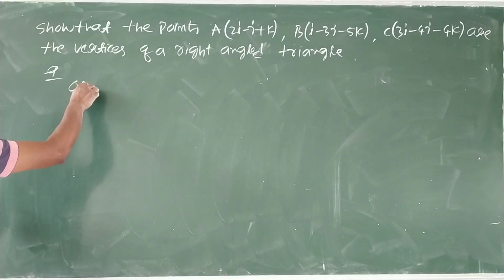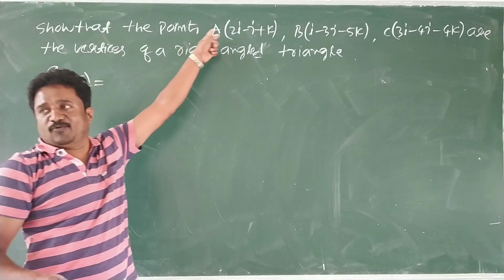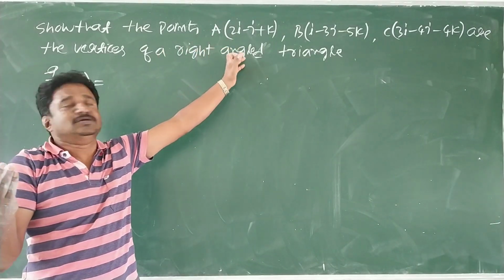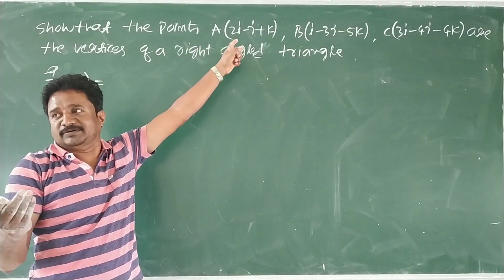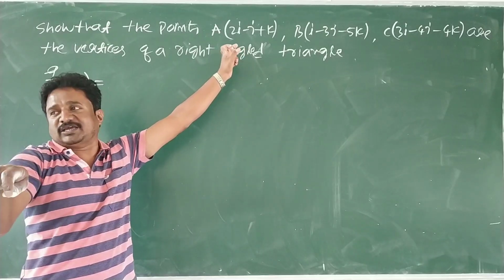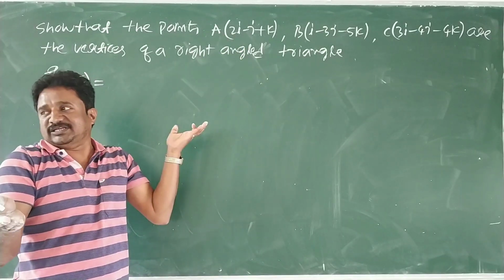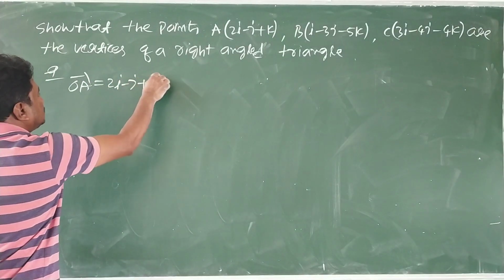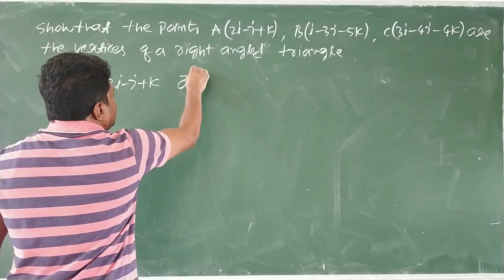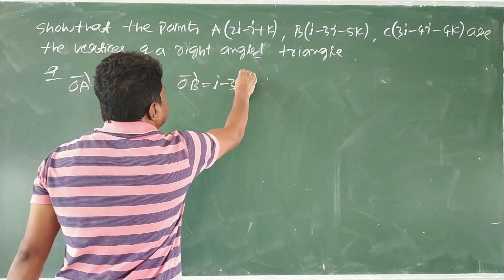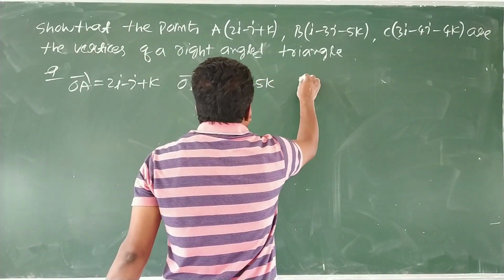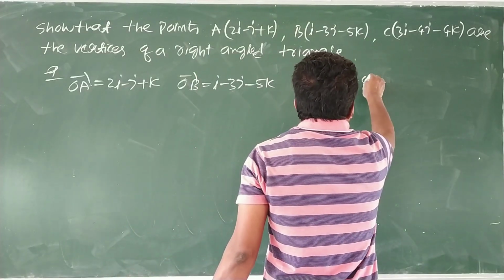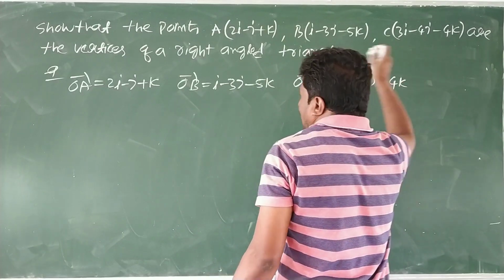OA, the position vector of point A. Sometimes they give i, j, k, sometimes they give only numbers. If numbers are given, you add i, j, k. If i, j, k are given, take the tags as they are. So OA is 2i − j + k, vector OB is i − 3j − 5k, and OC is 3i − 4j − 4k.